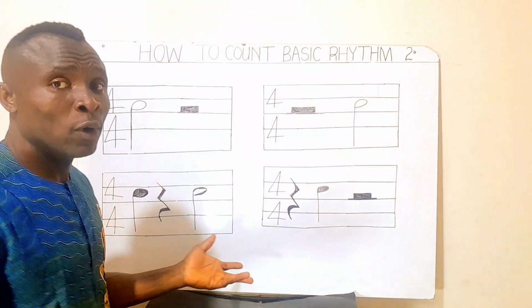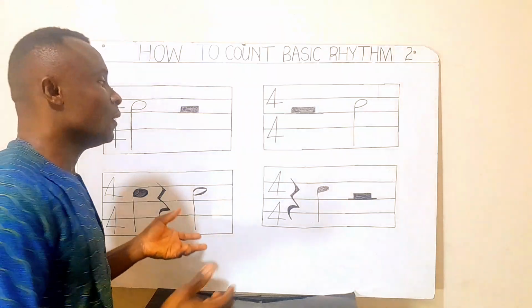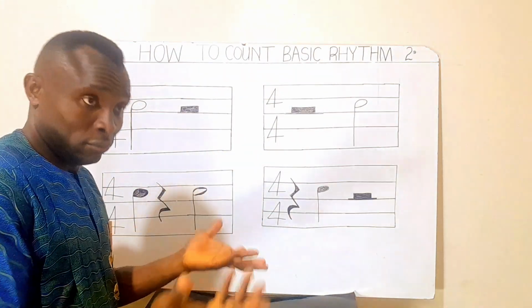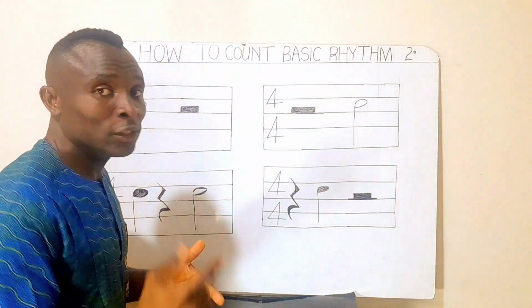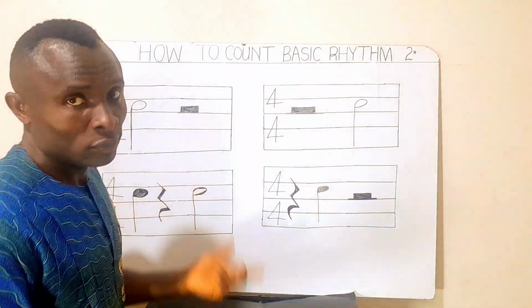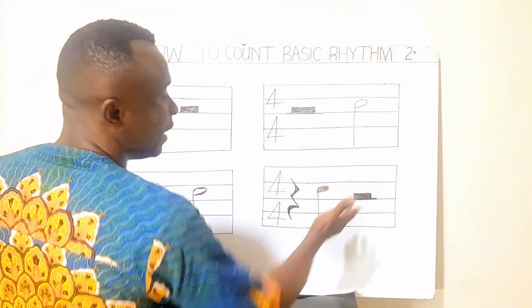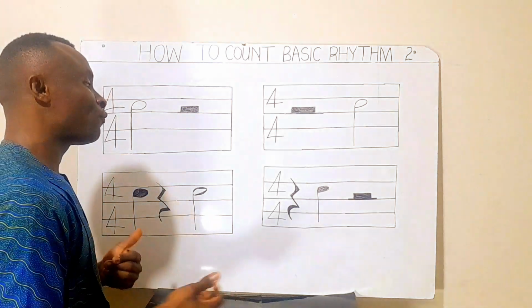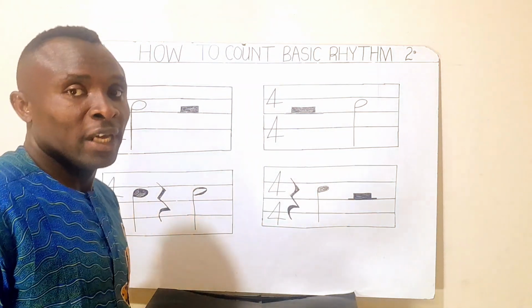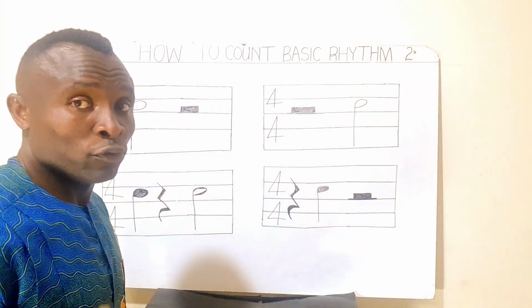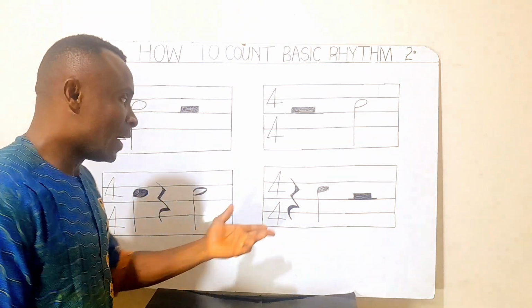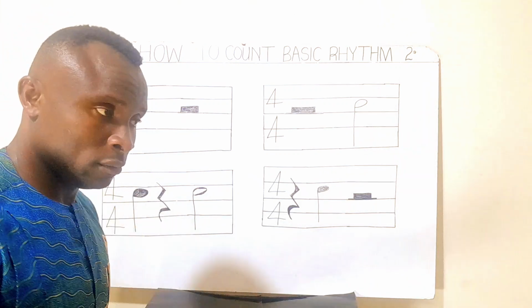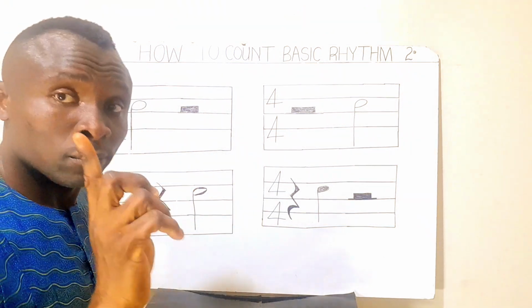So let's go to the final one. I hope we are understanding this. We have a crotchet rest or a quarter rest, a crotchet note, which is also a quarter note. Then we have a minim rest, which is also known as a half rest. And we all know that a half rest has the value of 2 beats, just like a half note itself, while the crotchet rest is a 1 beat rest.